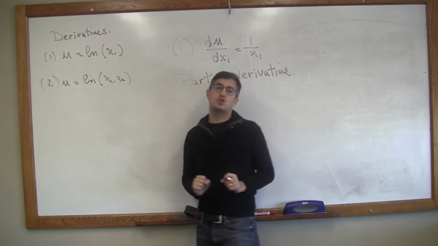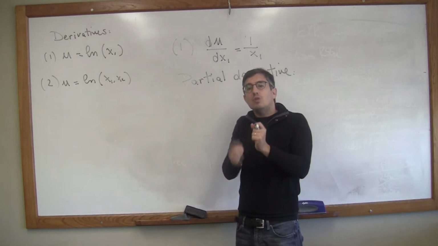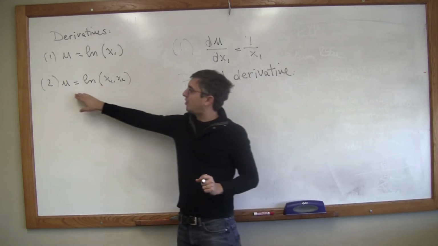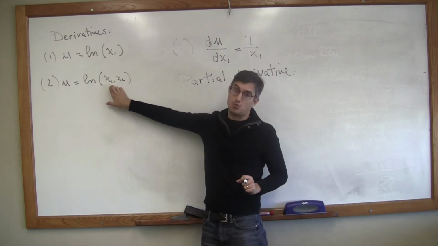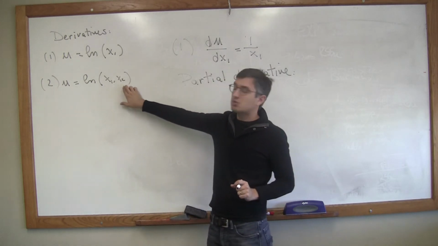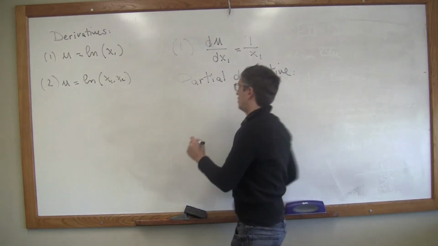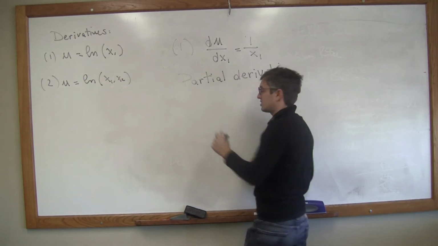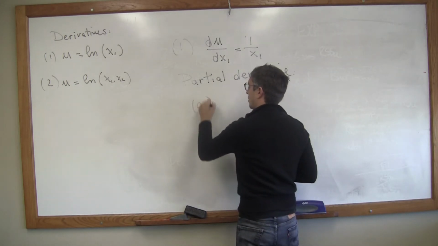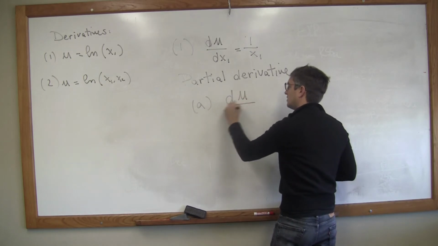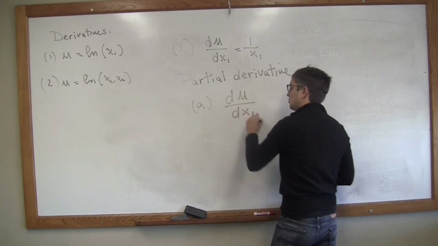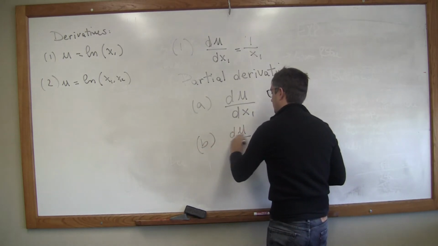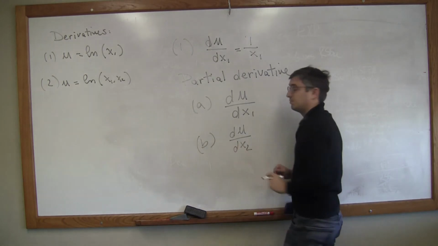Although we have two terms, we want to take the derivative only of one of the two terms. We can have the derivative of the utility function with respect to x1, or the derivative of the utility function with respect to x2. So when we have this kind of function, we can get two possible derivatives. Option A is to take the derivative of the utility function with respect to x1. Option B is to take the derivative with respect to x2.